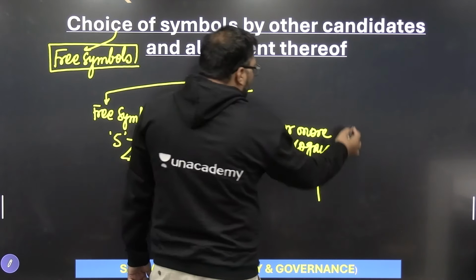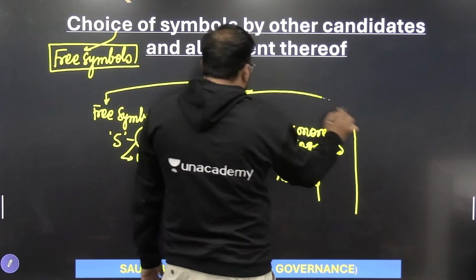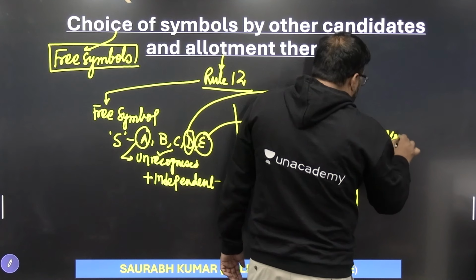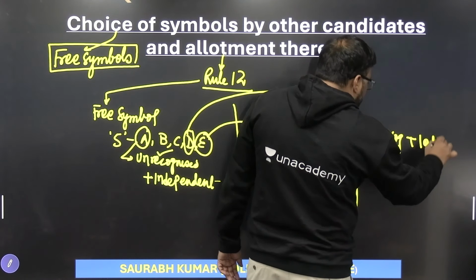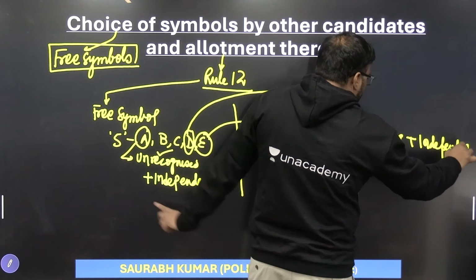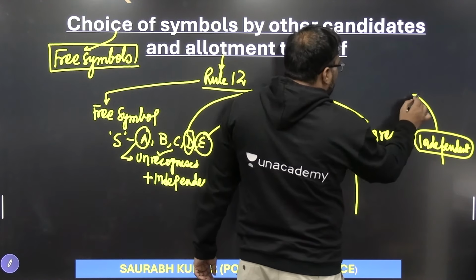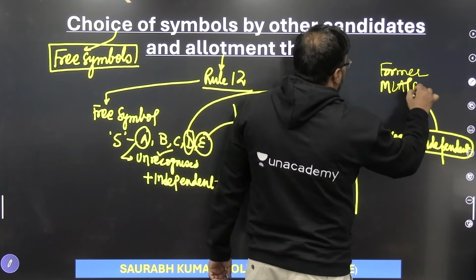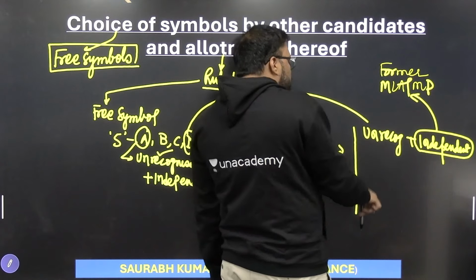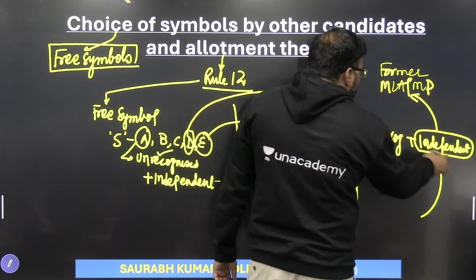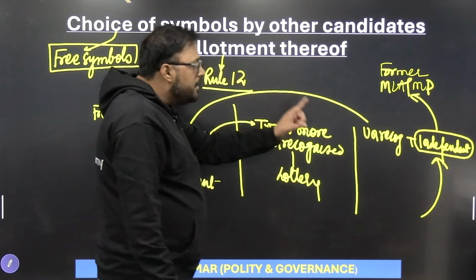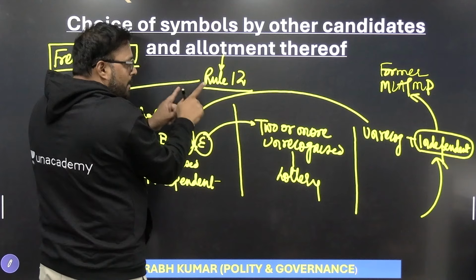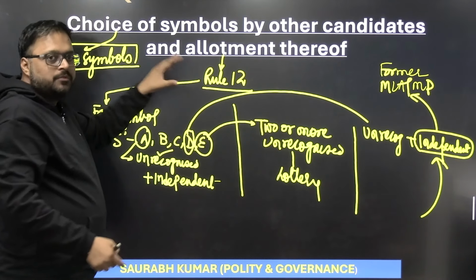Now I am taking the third probability. In this case, if the symbol D is being taken by an unrecognized political party and an independent candidate, the condition is a little bit different from the first probability. Here, this independent candidate is a former MLA or MP. So the rule says that this time the symbol may go to this independent candidate, not to the unrecognized political party. These are the three probabilities according to rule number 12 in respect of allotment of symbols.